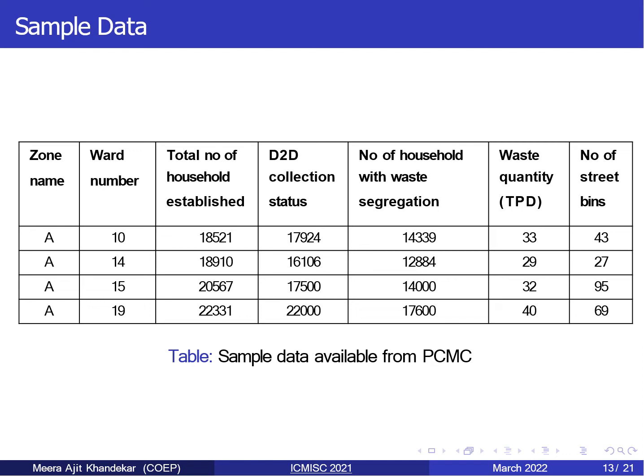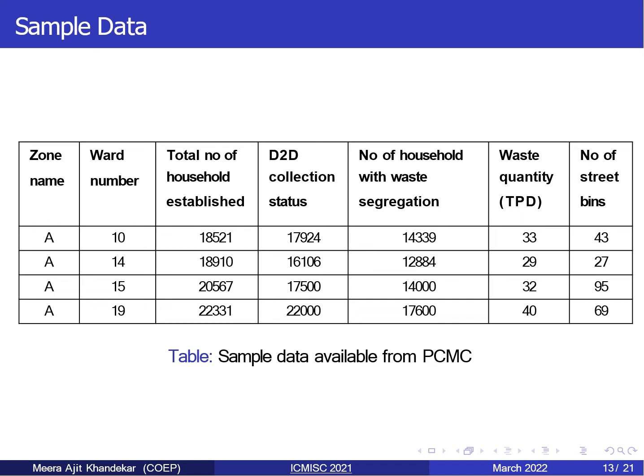Door-to-door collection status of the garbage is from around 17,924 houses. Out of 17,924, 14,339 houses segregate the waste before deposit. Likewise, we can collect around 33 tons per day solid waste from ward number 10, which comes under zone A.